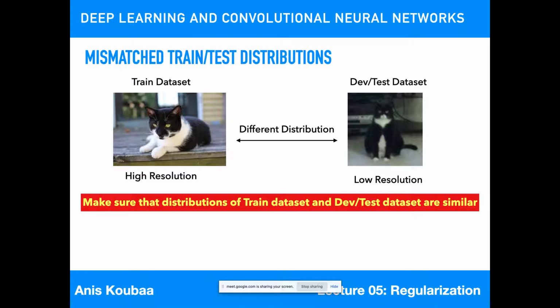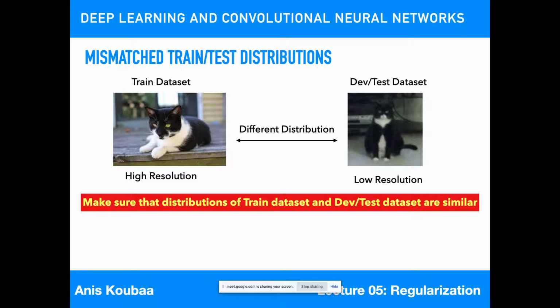So we try to make sure that the distribution of the train dataset and the dev dataset are similar. This is why in the course I show how to extract the distribution of the images in terms of number, size, and resolution, because we need to make sure that we have an even distribution for the different types of images in the dataset.